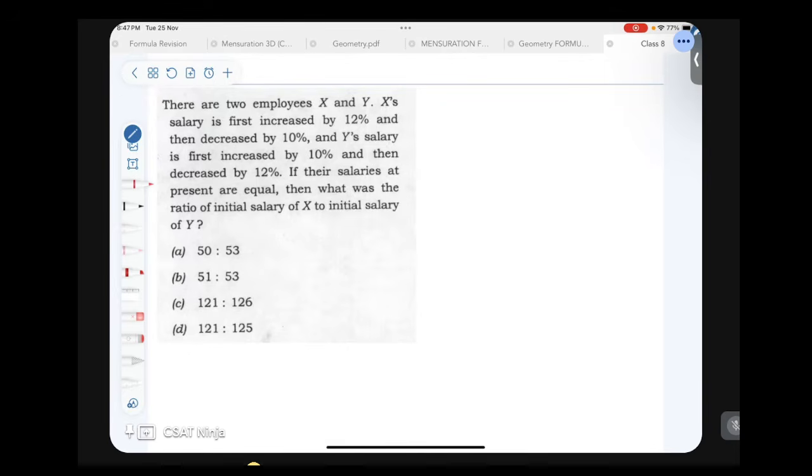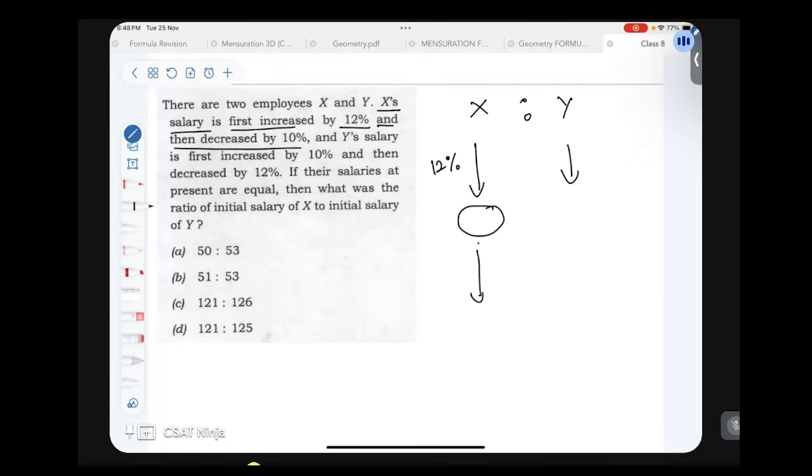The question here is, 2 employees, X and Y, their salary is increased. Okay, it's a very simple question. There are 2 employees, X and Y. X's salary is increased by 12%. This one is a previous year question from UPSC, okay? X's salary is increased by 12% and decreased by 10%.